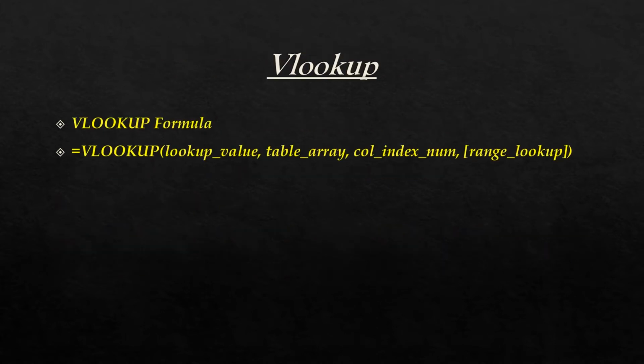Now let's jump into VLOOKUP. VLOOKUP is the vertical lookup formula. The syntax is VLOOKUP, lookup value, table array, column index number, range lookup. The steps for the VLOOKUP function are: organize the data, tell the function what to look up, tell the function where to look, and tell Excel what column to output the data from. The last step is approximate match.